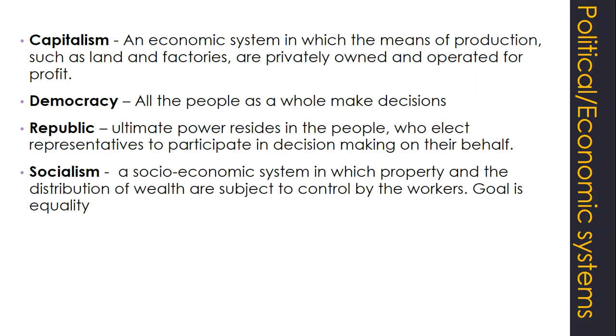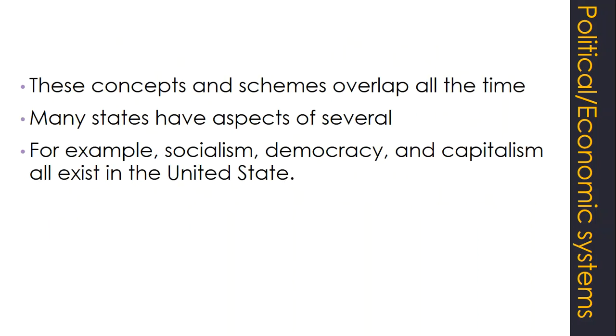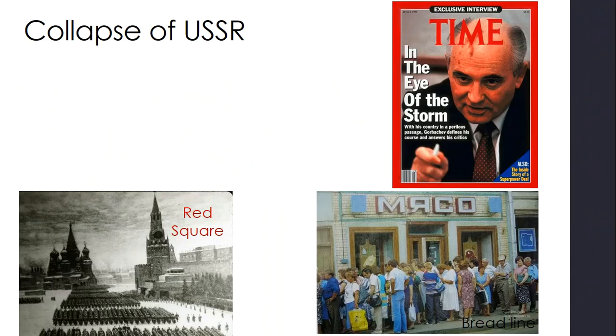Socialism, which sometimes is talked about hand in hand with communism, but it's a very different thing, is a socioeconomic system in which property and the distribution of wealth are subject to control by the workers. And so the goal there is equality. And again, all of these things kind of overlap. In our country we have Social Security, that is a socialist program, right, where everybody is contributing to the system, and the idea is that when you retire, you get to benefit from that. So again, these concepts and schemes overlap all the time. Many states have aspects of several, and for example, socialism, democracy, and capitalism all exist in the United States.